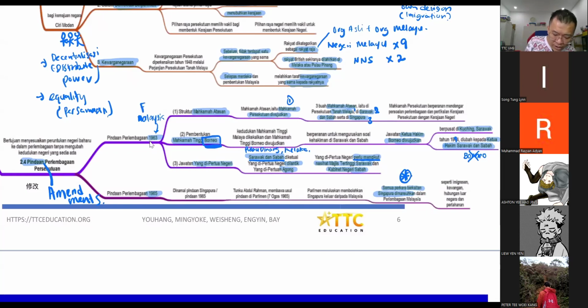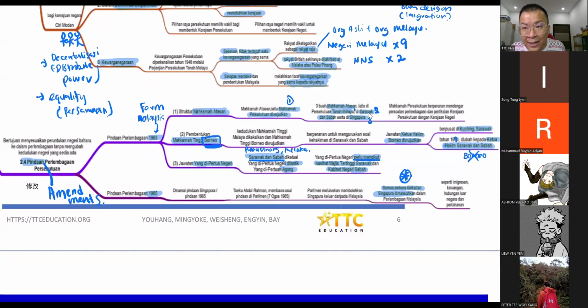1963 is we form Malaysia. So when we form Malaysia, we create Mahkamah Atasan. So number one, we created the federal court. Number two, we have Mahkamah Atasan, also called Mahkamah Tinggi, Tanah Melayu. And then we combine Sabah and Sarawak.